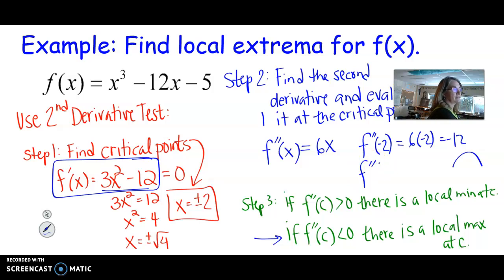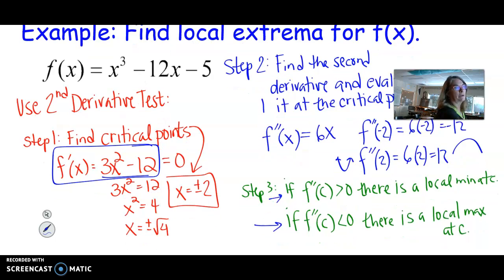Let's do this for +2, and then we'll write that solution out. At +2, we have 6 times +2, which is +12. If the second derivative is positive, which we have, then it's concave up there, so you're going to have a local minimum at that value.